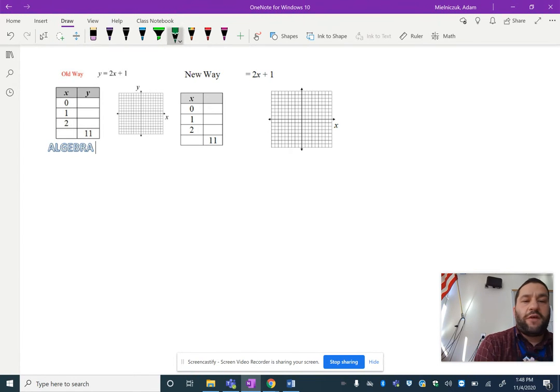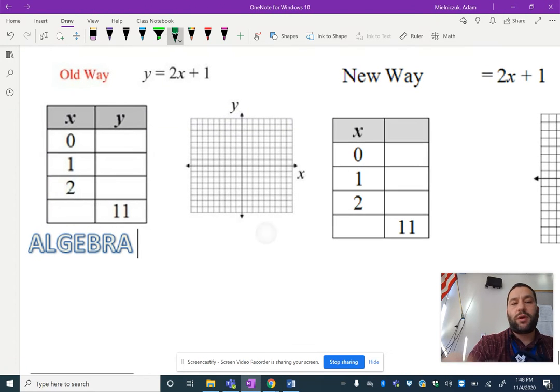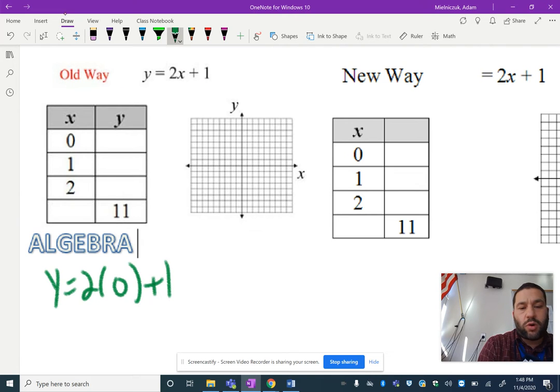So if we have the equation y equals 2x plus 1, the old way of doing things would be the following. What we would have done in the past is we would have said y equals 2 times 0 plus 1, which is 1. Put a 1 on the table. Plot the point 0, 1.